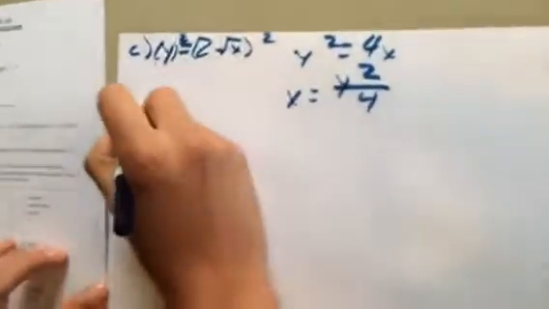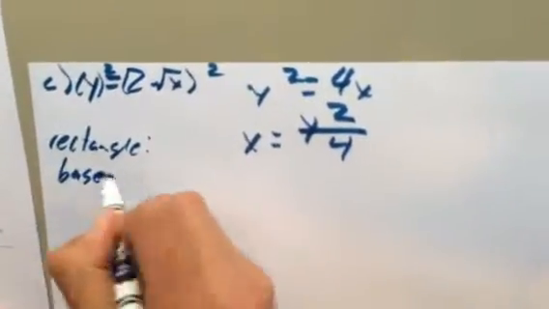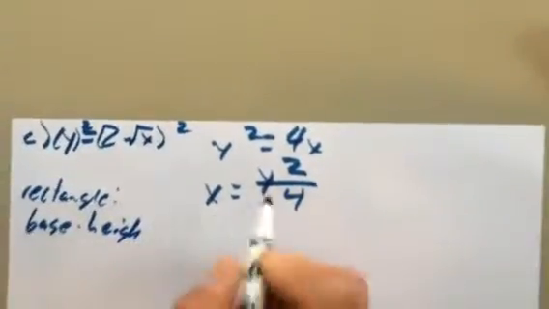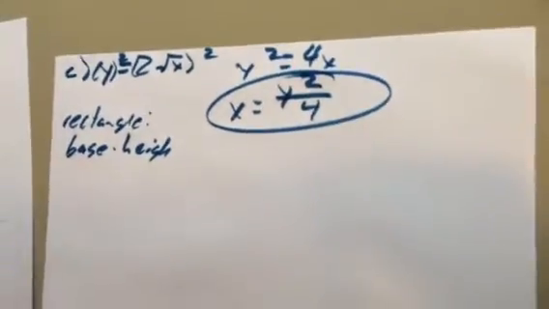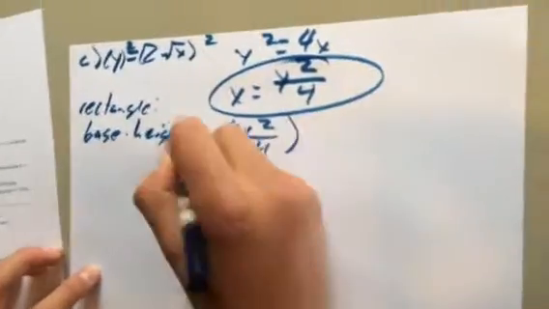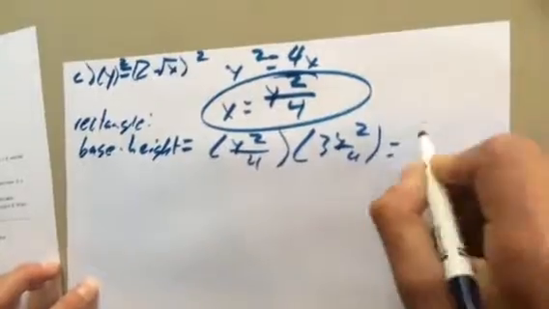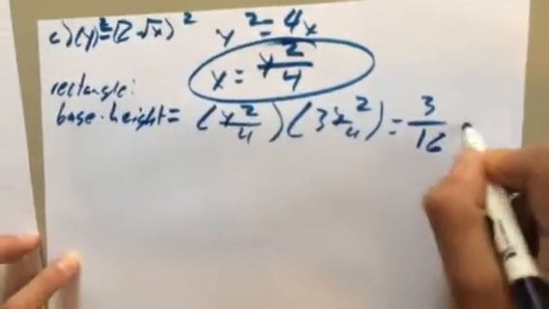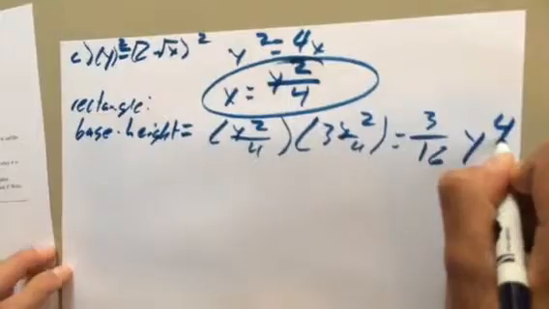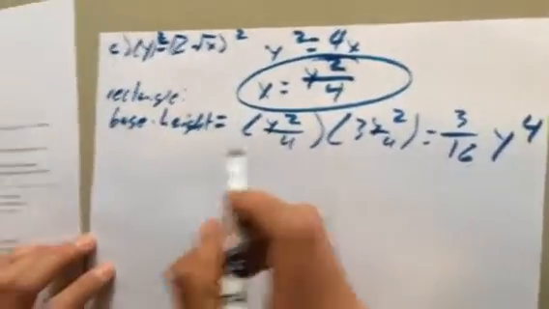Now the cross section we're using is a rectangle. A rectangle's area is given by its base times height. We've established that the base in this case is right here. The problem says that the height is 3 times that of the base. So the area is going to be this base times 3 times that, the height. And we're going to end up with 3 over 16 y to the 4th. Now, all we're doing is taking the integral of that in order to find the volume.